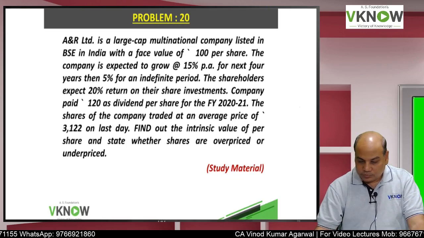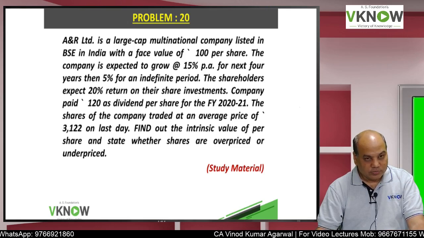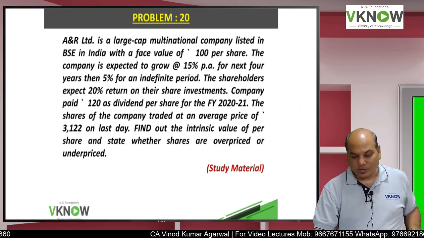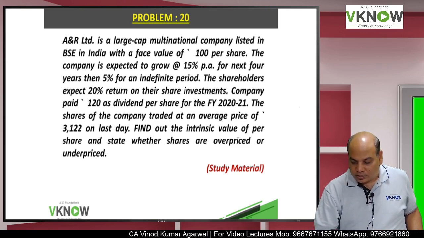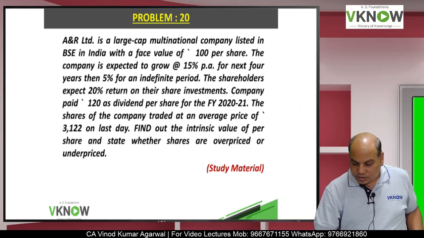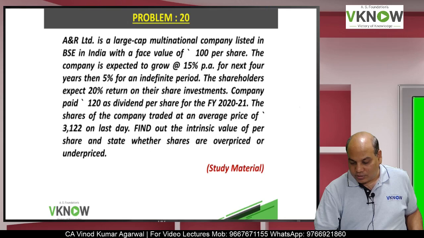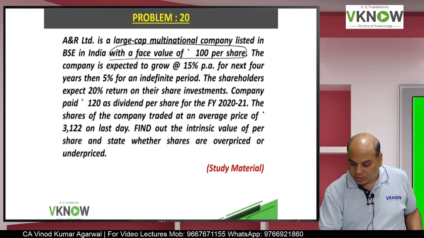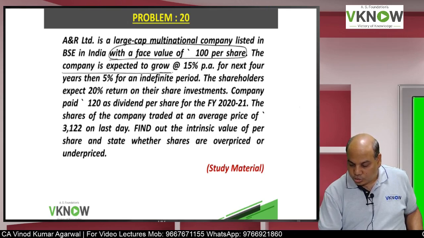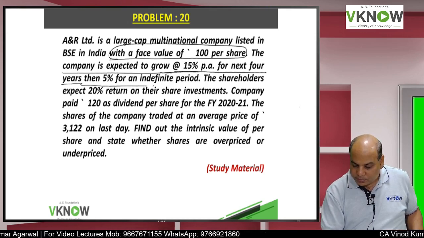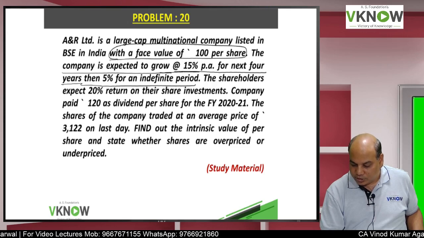Now we'll practice one multi-stage growth model. Is it right? So heading, write down in your book, multi-stage growth model. More than one growth rate is given. A&R Limited is a large cap multinational company. Doesn't matter. Listed in BSE in India. Again doesn't matter. With a face value of rupees 100. This might be required. The company is expected to grow at the rate of 15% per annum for the next 4 years. Then 5% for an indefinite period.